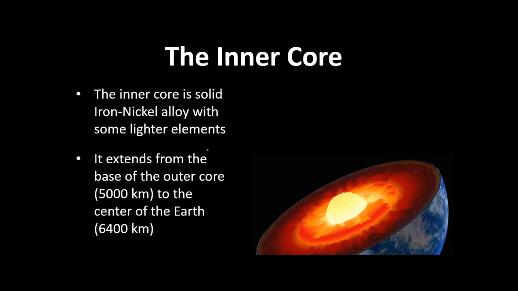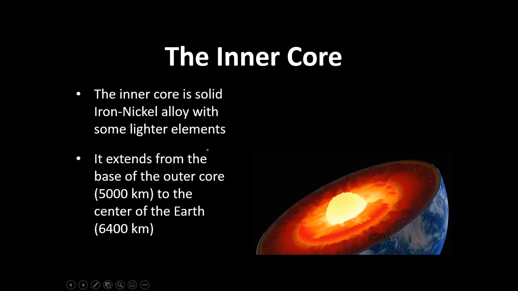The inner core is solid. We know that through analysis of seismic waves. It has some lighter elements in it. And it extends from the base of the outer core, 5,000 kilometers, down to the center of the Earth, 6,400 kilometers. And it's made of that iron nickel alloy. So that's all you have to know.